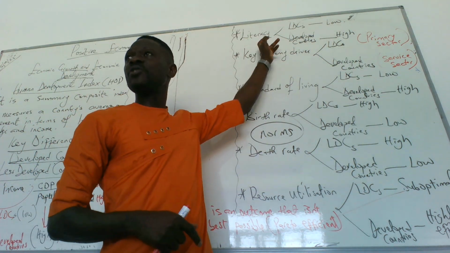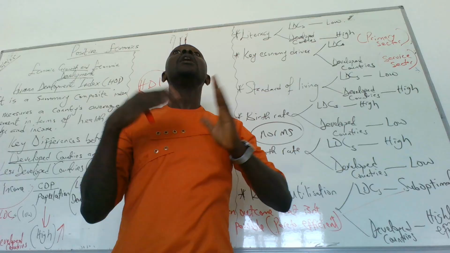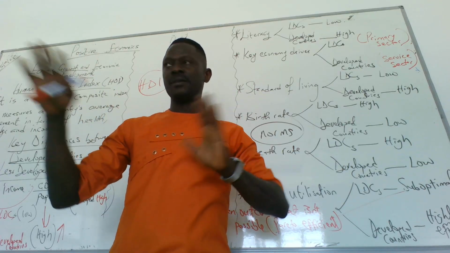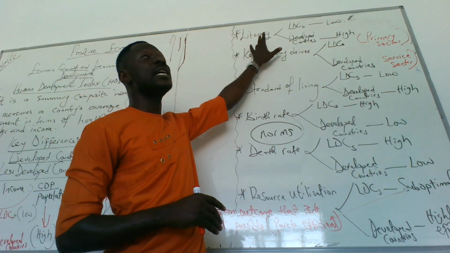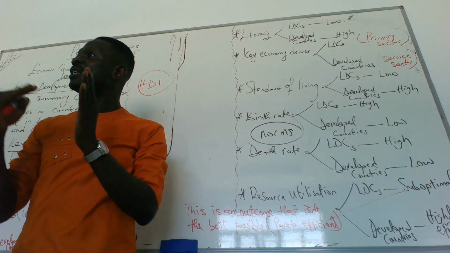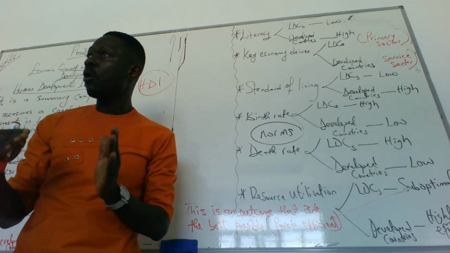The second one is literacy. When we're talking about literacy, we're talking about the level of education. The point I'm making here is that for a developed country, their level of literacy is higher. For less developed countries, their level of literacy is lower.